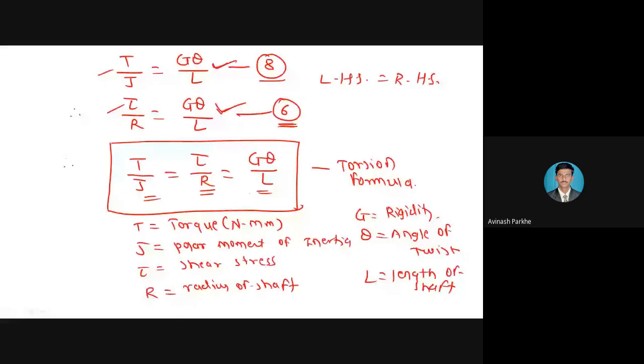T means torque, Newton mm. J means polar moment of inertia. Its unit is mm raised to 4. Tau is shear stress, Newton per mm square. R is radius, mm. G is modulus of rigidity, Newton per mm square. Angle theta is sometimes calculated in degrees, sometimes in radians. And the last one is length, in mm. So this particular formula is called the torsion formula.